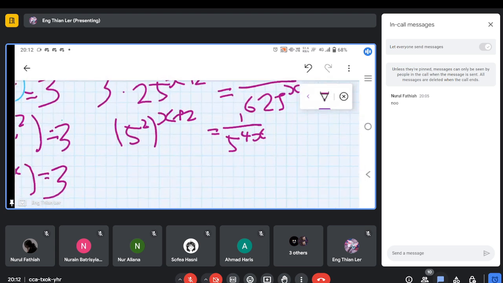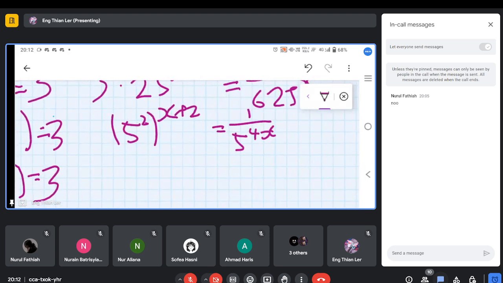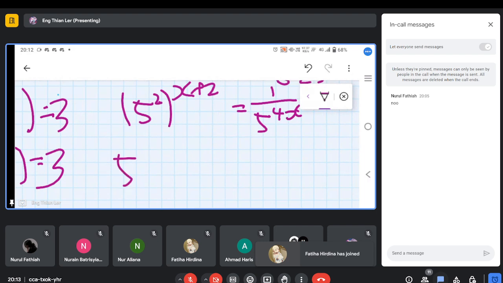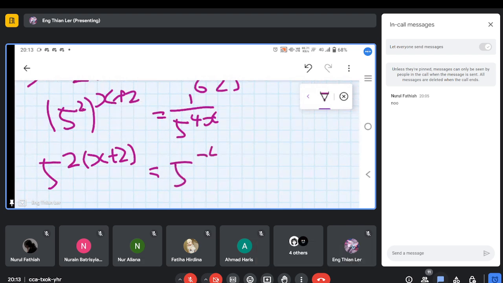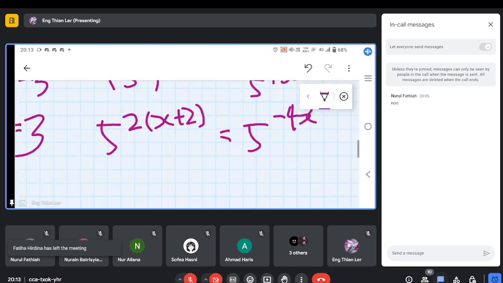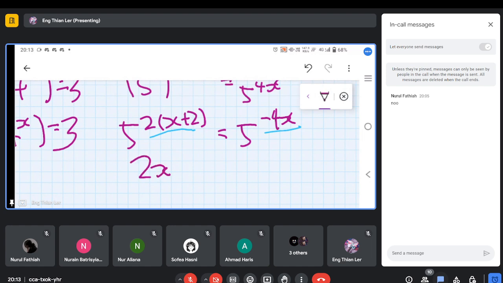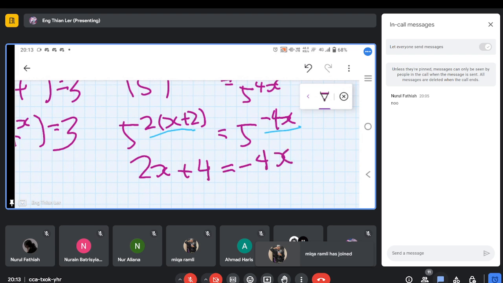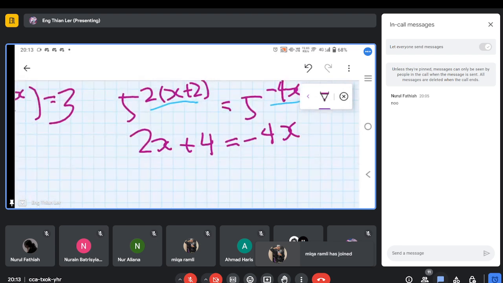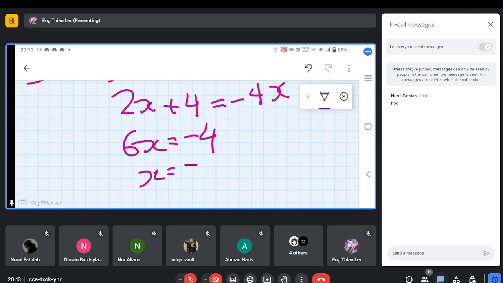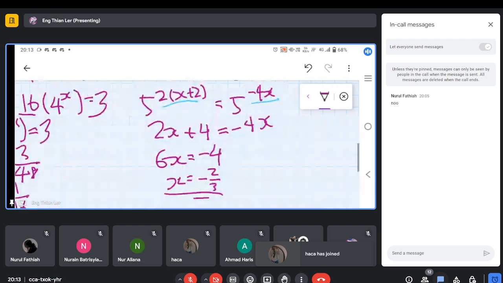Okay, so now we have this. By the law of indices, this can be multiplied by this. So 5 to the power 2 times x plus 2, and this 4x will become negative because it is the reciprocal. So now look at this, this and that are the same. You can just write 2x plus 4 equal to negative 4x. So 6x will equal negative 4. x will be negative 4 over 6, which is negative 2 over 3. That's the answer.